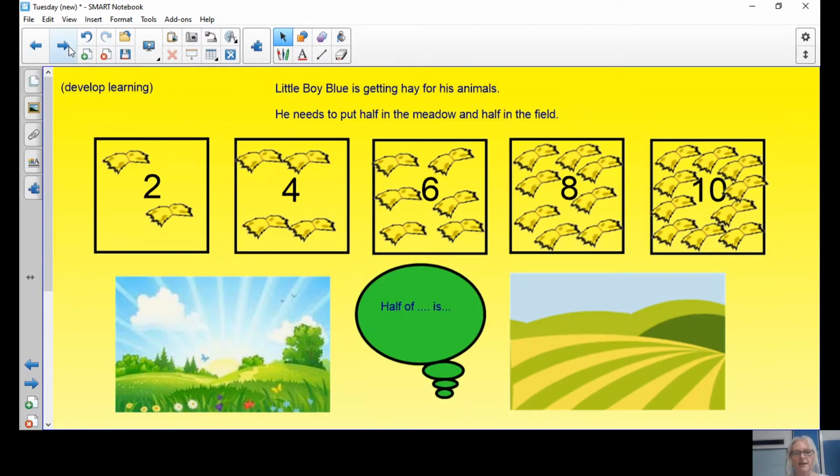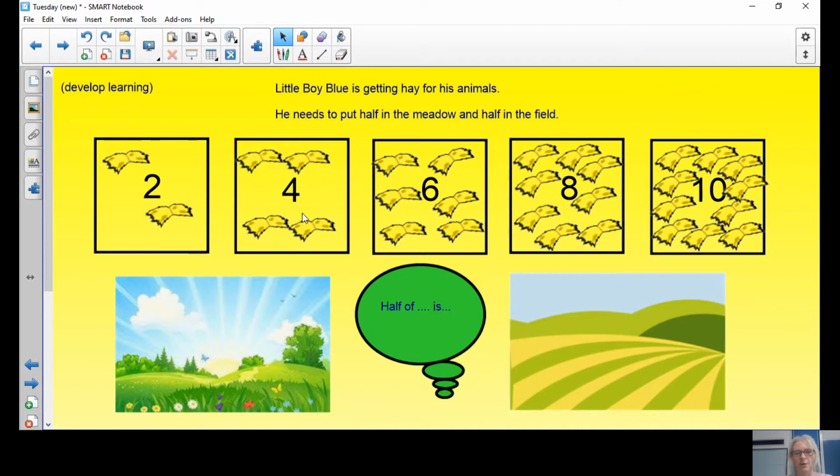Wow, let's have a look here. So this time we've only got 2 bits of hay. Now if I want to find half of the number 2, I still need to do the same thing. I need to split it into 2 equal groups so that both groups have the same. So if I was going to put 1 there and 1 there, have I got any more to share? No. So I can say half of 2 is 1.